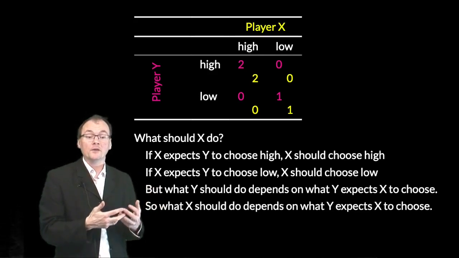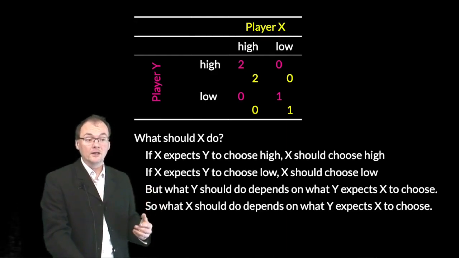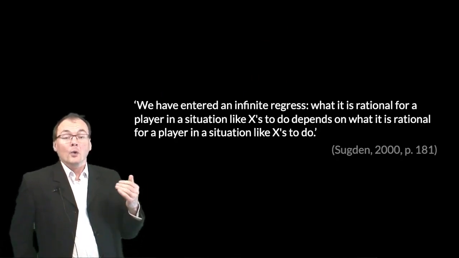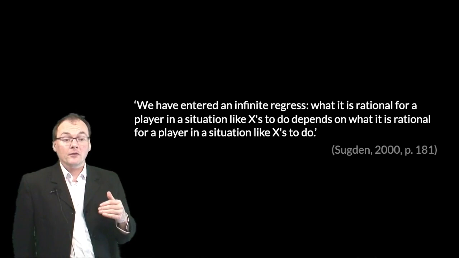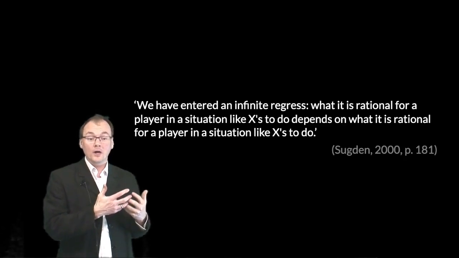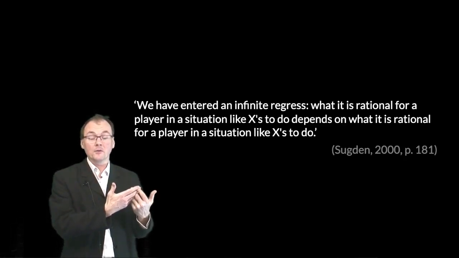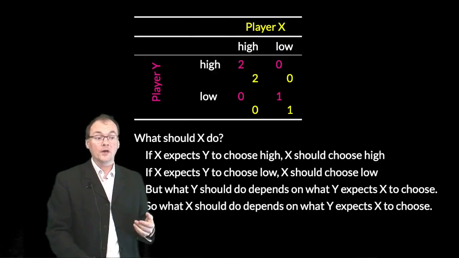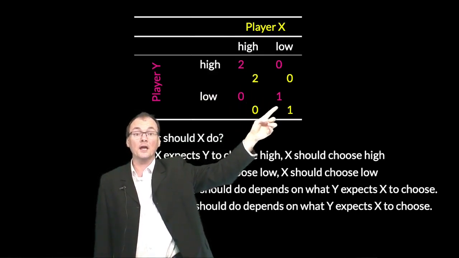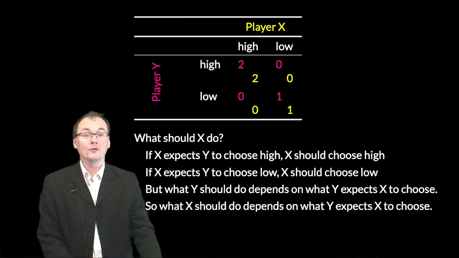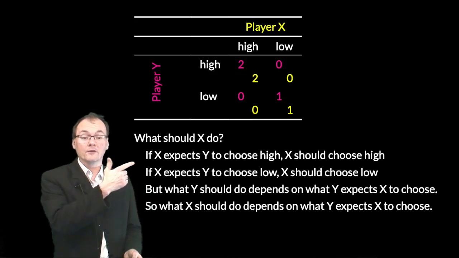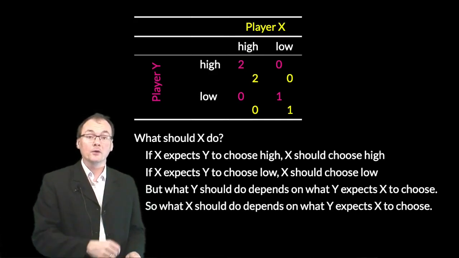And if you follow through this pattern of reasoning, you can see, as Sugden says, that we have entered an infinite regress. What is rational for a player in a situation like X is to do depends on what it's rational for a player in a situation like X is to do. And this is why there's no way, when we're using standard resources of game theory, to determine that you ought to play high rather than to play low. Those two things look equally good from the point of view of standard game theory. Now, I haven't fully explained why we enter Sugden's infinite regress here, so it might well be that you just need to stop and do a little think about this.